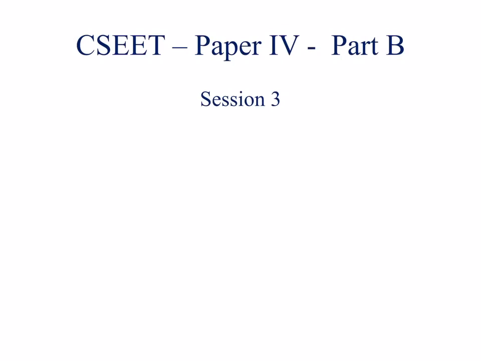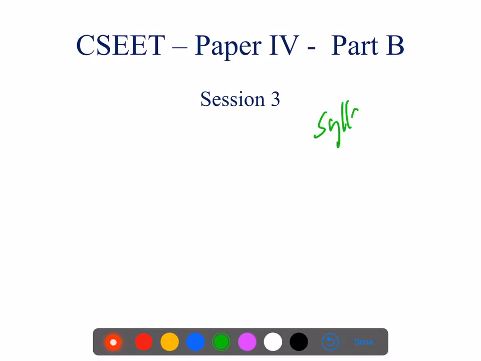Hello, welcome back. This is session 3 of CSEET paper 4 part B, and this is for Viva Boost for 30 marks. If you recollect, in the first session we understood the syllabus, and in the second session we understood something about listening skills and monologue. In the syllabus, we have 4 parts. At the moment, we are dealing with the first part, which consists of monologue, dialogue, and then grammar and vocabulary.